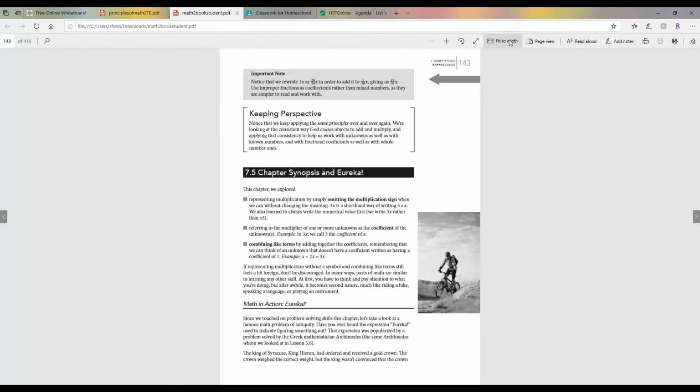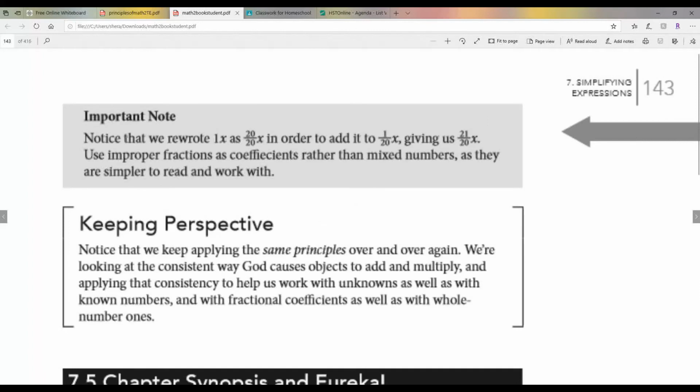Okay, now we have one important note right here. Notice that we rewrote 1x as 20 over 20x in order to add it to 1 over 20x, giving us 21 over 20x. Use improper fractions as coefficients rather than mixed numbers, as they are simpler to read and work with. So you always want to use improper rather than mixed. Mixed numbers will just kind of mix you up. Just kind of keep that in mind.